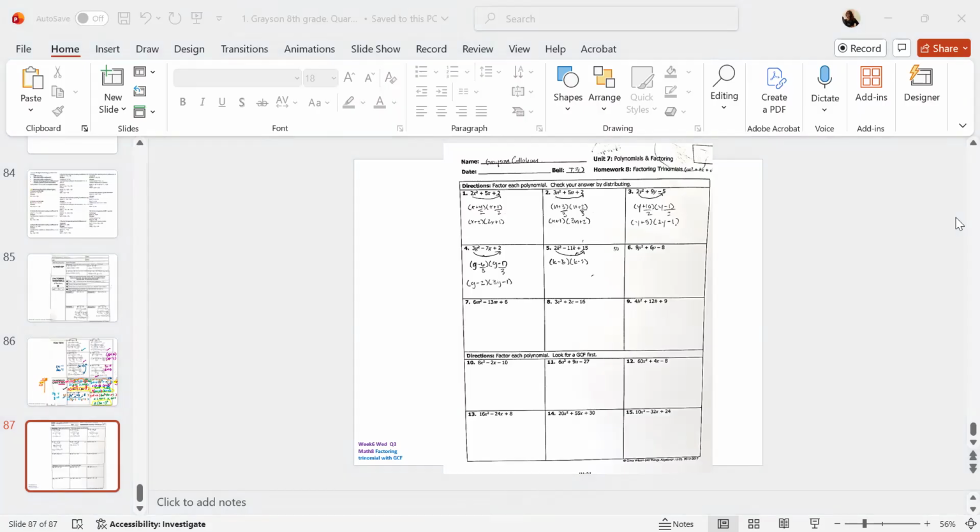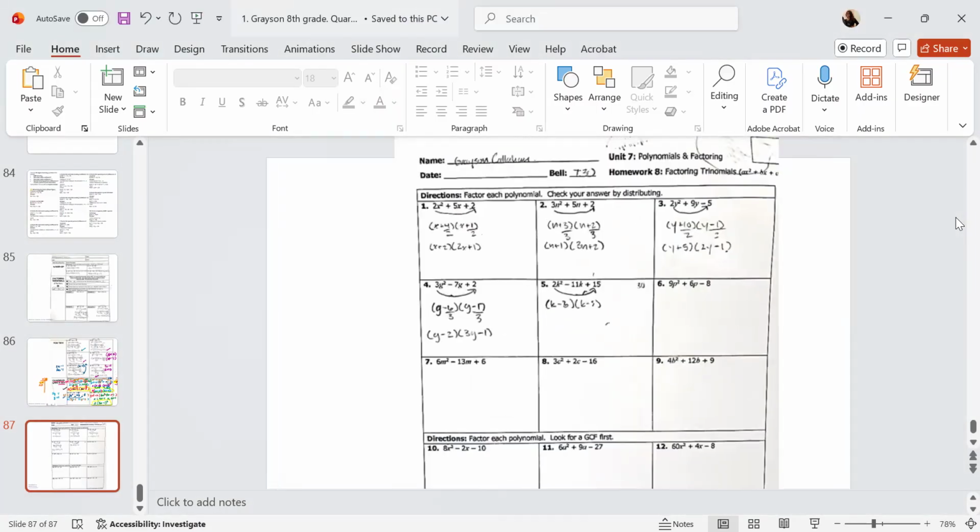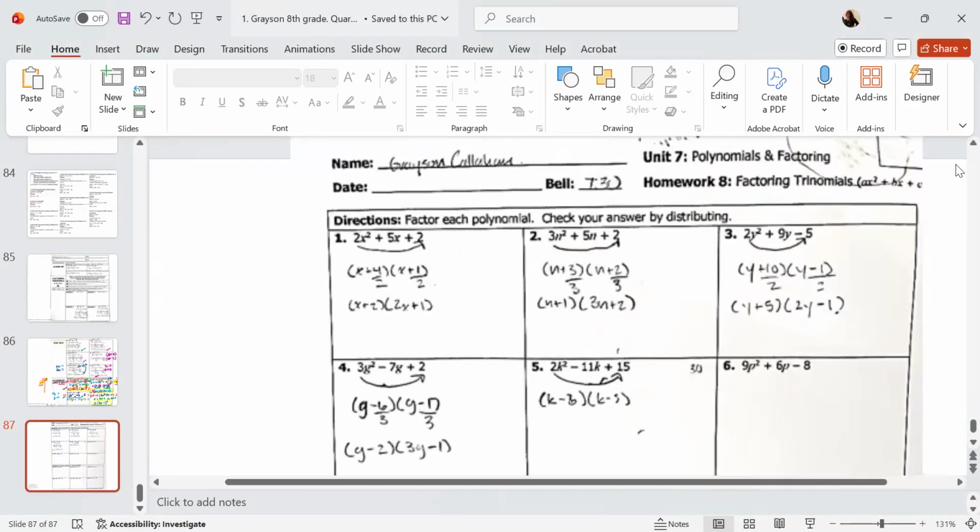All right, this is week 6, Wednesday. We're going to be factoring trinomials with greatest common factors. So let's take a look at the first one.